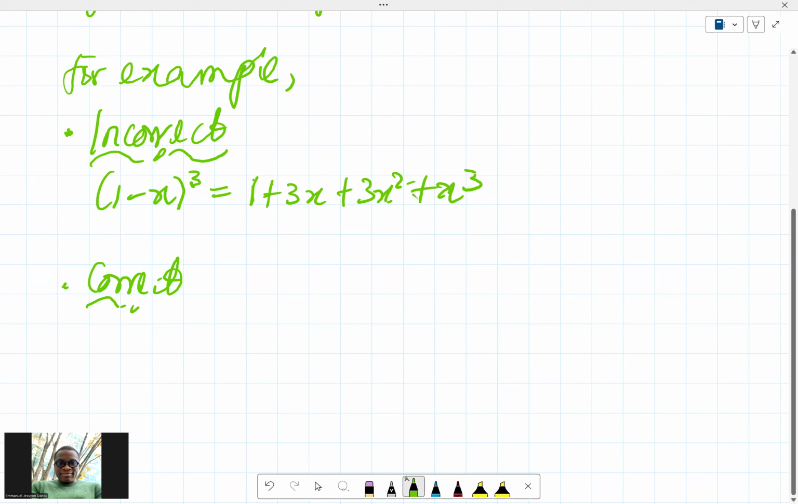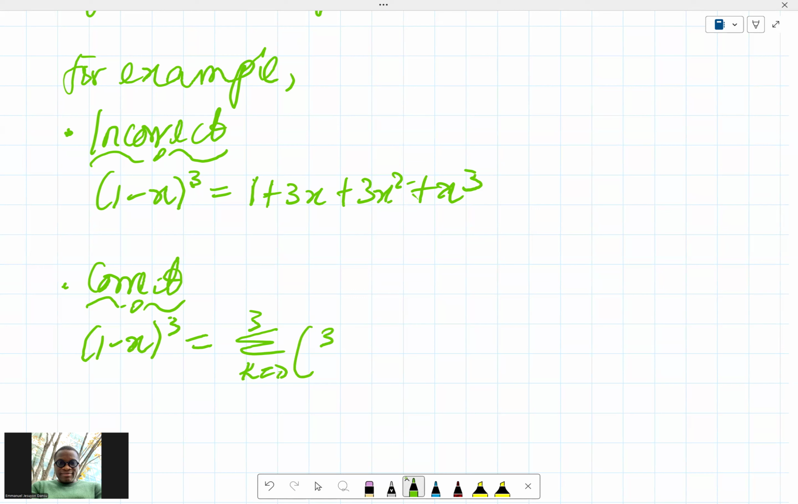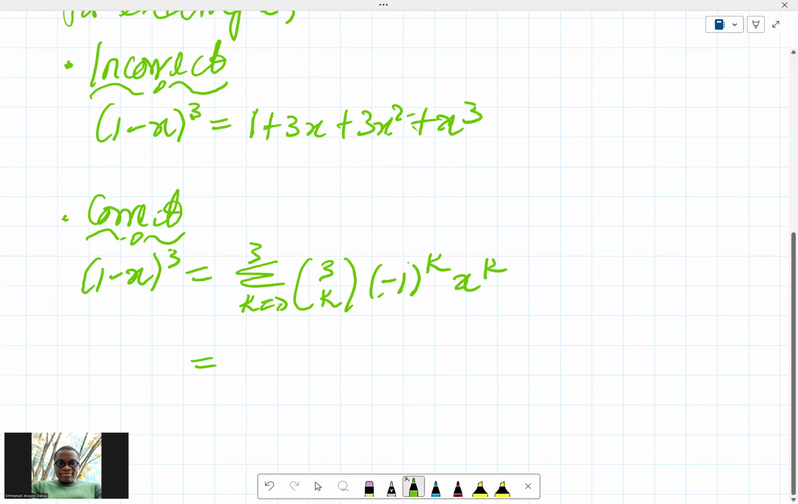the correct thing is that 1 minus x raised to power 3 is, generally, the summation from k equals 0 to 3 of 3 combination k, then minus 1 raised to power k, x raised to power k. So easily, we already know that 3 combination 0 is 1. Then minus 1 raised to power 0 is also 1, and x raised to power 0 is 1. So that first term is just straight up 1, okay?